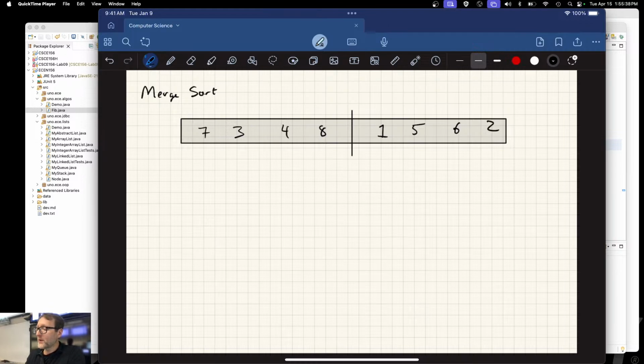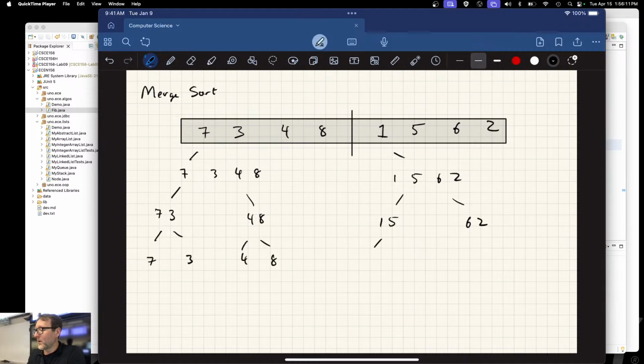Right? And then it's going to split it up into two inputs, 7, 3, 4, and 8, and 1, 5, 6, and 2. And I won't draw it fancy anymore here to save time. All right, well, I still don't know how to sort this stuff, so I'm going to divide it again. Right? I'm going to divide this into 7 and 3, and 4 and 8. I'm going to divide this into 1 and 5, and 6 and 2. I still don't know how to sort this, so I'm going to split this up even further: 7 and 3, 4 and 8, 1 and 5, and 6 and 2.